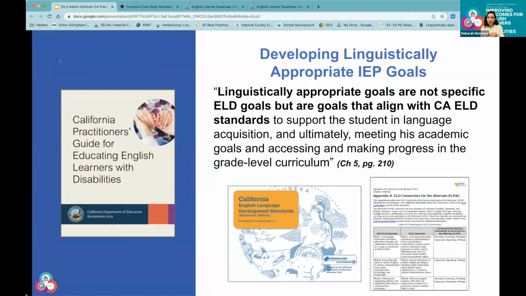You'll see there on the far corner, we also have a snapshot of the newest iteration, if you will, related to the alternate LPAC. So if you serve students with moderate to severe disabilities, the ELD connectors are very supportive. They are scaffolded already to assist us with ensuring that our students with the most significant needs also have access to the ELD connectors and their relationship with the alternate LPAC to help us shape curriculum and instruction as well as assessment. Next slide.